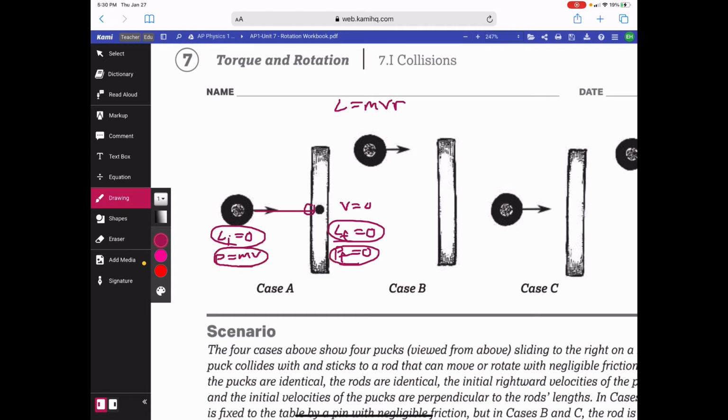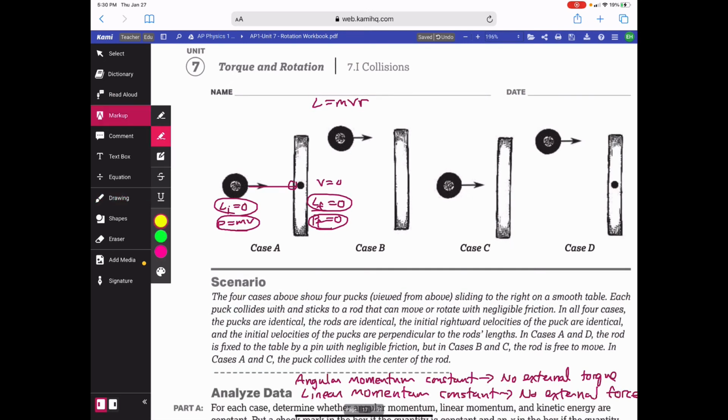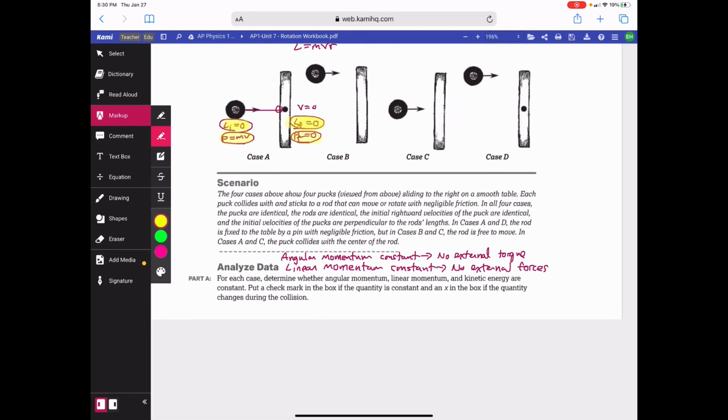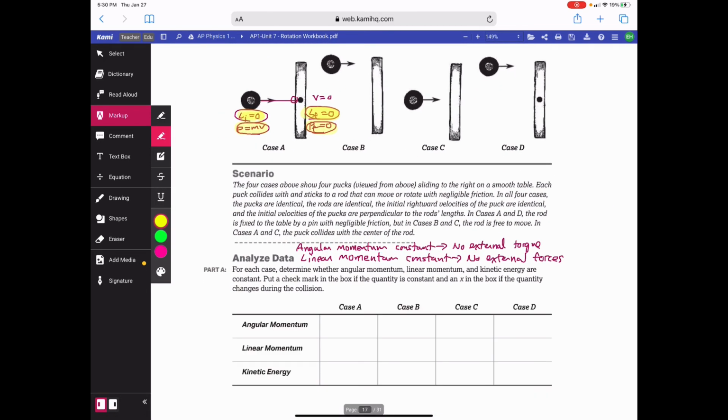Linear momentum is not conserved. Angular momentum is conserved. So angular momentum is 0 in each case. The linear momentum, we have momentum before collision, but not after collision. So we can start filling this out by saying angular momentum is conserved, linear momentum is not. Now, clearly, if you have velocity beforehand and you don't afterwards, then kinetic energy can't be conserved either. So that one's an easy one.